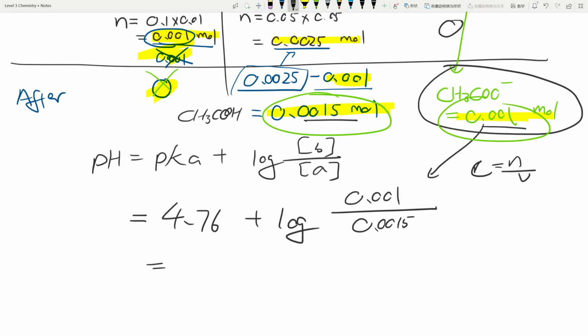Then you can do the calculation, which is log of 0.001 divided by 0.0015, and you take the log of that number, then plus 4.76, and the pH will be 4.58. This is a very, very important step that you need to fully understand.